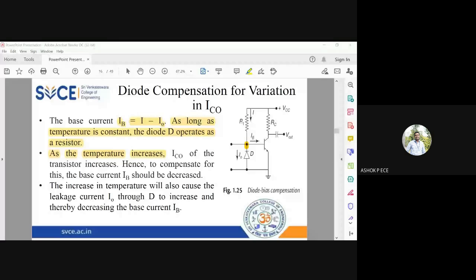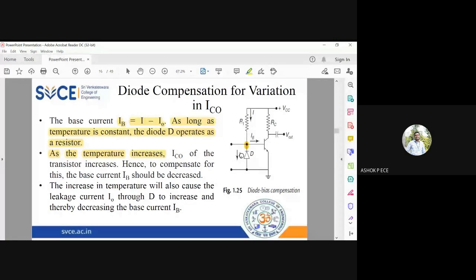Everything is good. I don't have any issues. When the temperature is going to increase, IC naught will increase. So when IC naught is going to increase, your IB should decrease. This will automatically take place through the reverse bias diode, which has a reverse saturation current I naught flowing through the device.